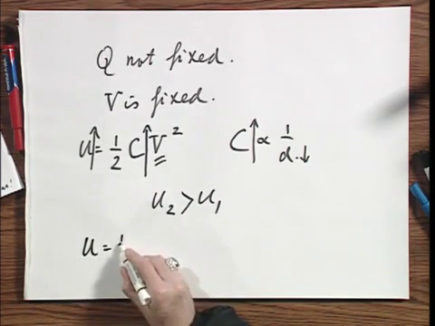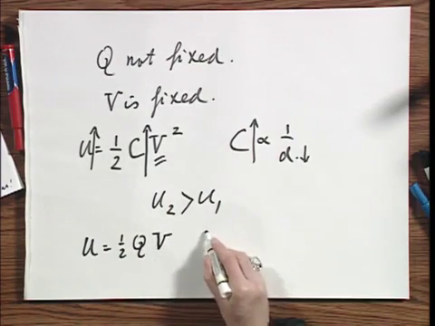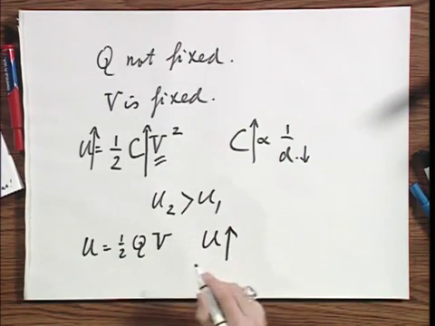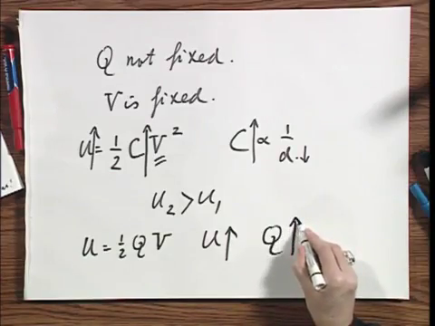U is also 1/2 QV. U goes up, V remains the same. So we also learn that Q goes up. That means a current must flow. The battery which is connected, as we bring the plates closer together, and more charge appears on the plates, that charge must be provided by a current from the battery.